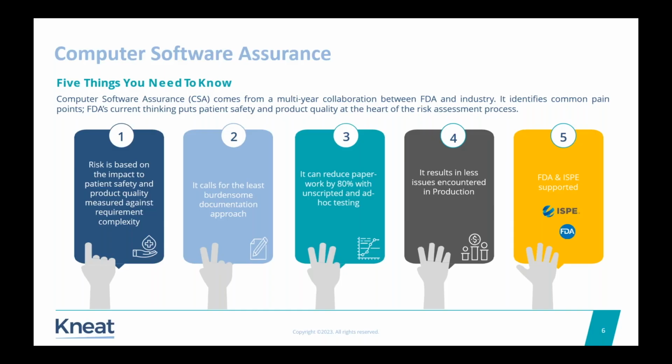So we looked at these, and these are some points that we looked at. So they're essentially 5, right? The first point there is risk is based on the impact of patient safety and product quality measured against requirement complexity. What it means by that is if I have a requirement that's particularly complex, or a requirement to control a parameter in a process, say a critical to quality parameter or a critical to process parameter, I want to make sure that I'm testing that at an appropriate level.